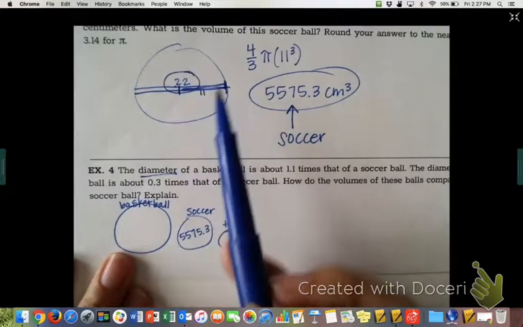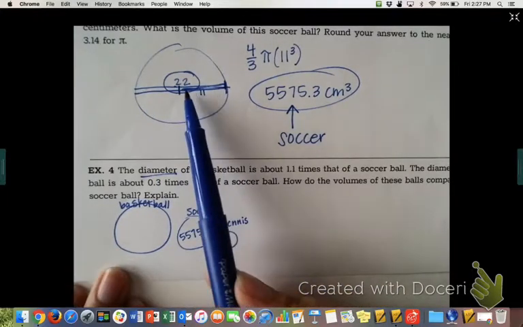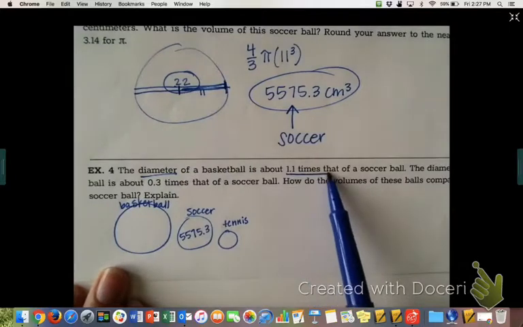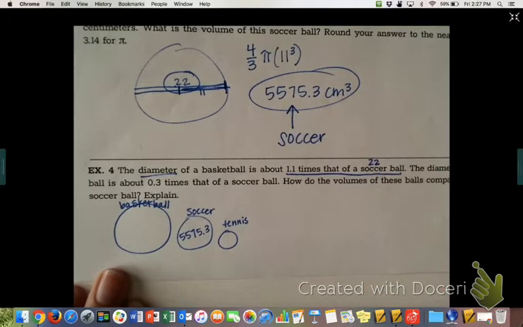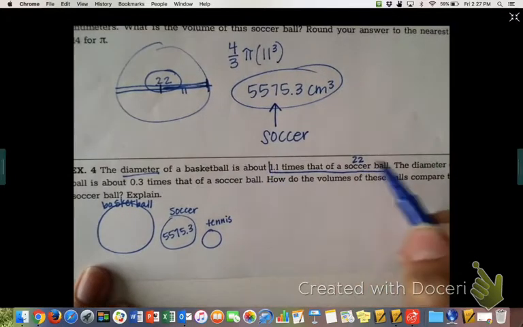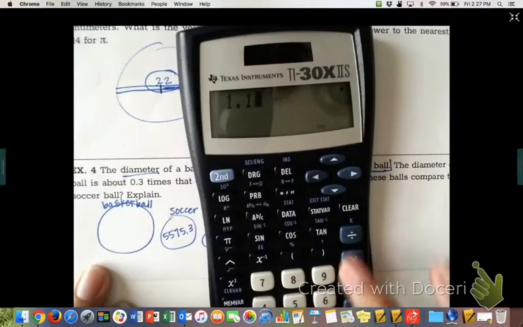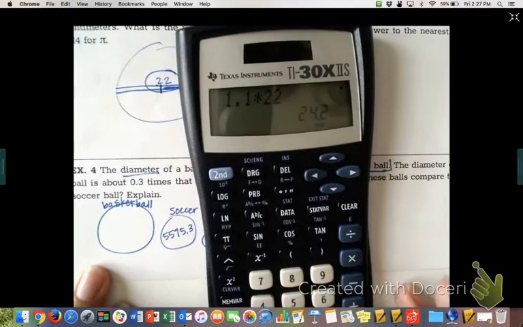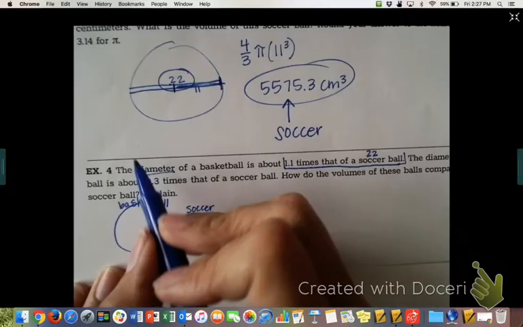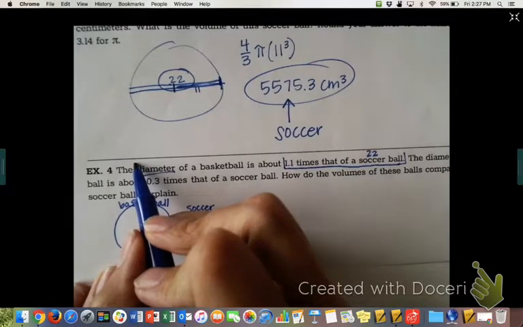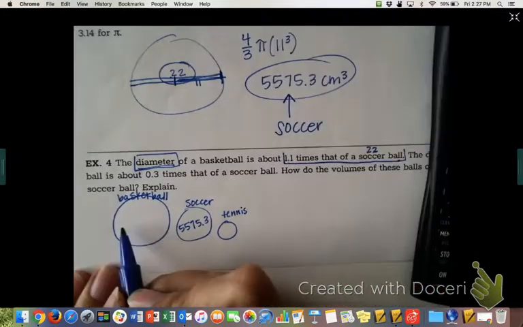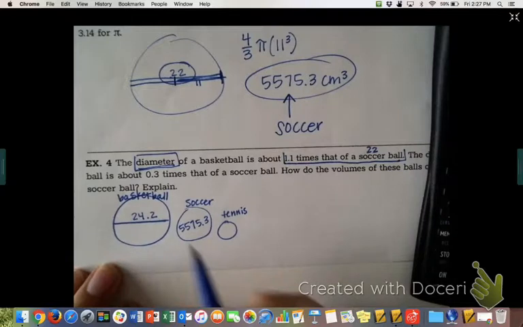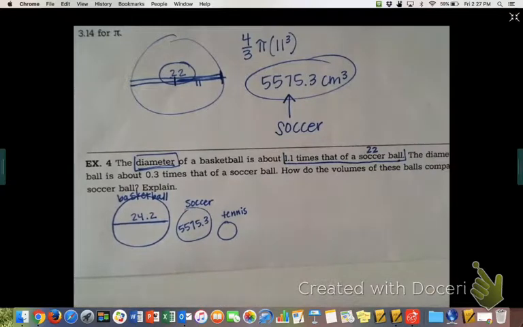So if the diameter of a soccer ball was 22 and the diameter of a basketball is 1.1 times our 22 from our soccer ball, that's what we need to do first. We need to first take 1.1 times 22. So 1.1 times 22 is 24.2, and that tells us that's the diameter. So the diameter of our basketball is 24.2, for the whole diameter across the entire thing. All right.